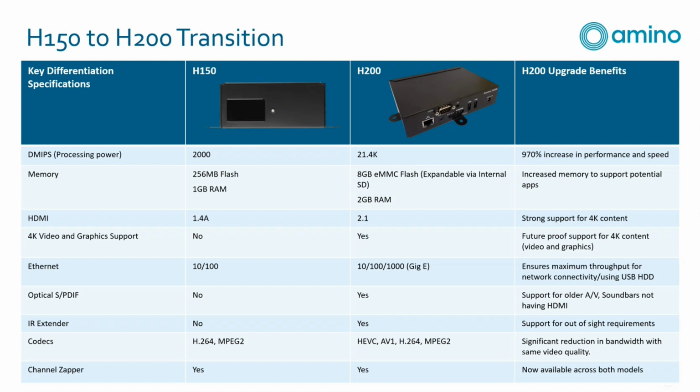I mean, as I was saying, it's not just one iteration. It's a huge step forward from where we were with the H150. We're talking about a 970% increase in the processing power here. So it's just a massive increase there. We'll be able to handle certainly any of the applications that you've developed for the H150 and then some for sure.